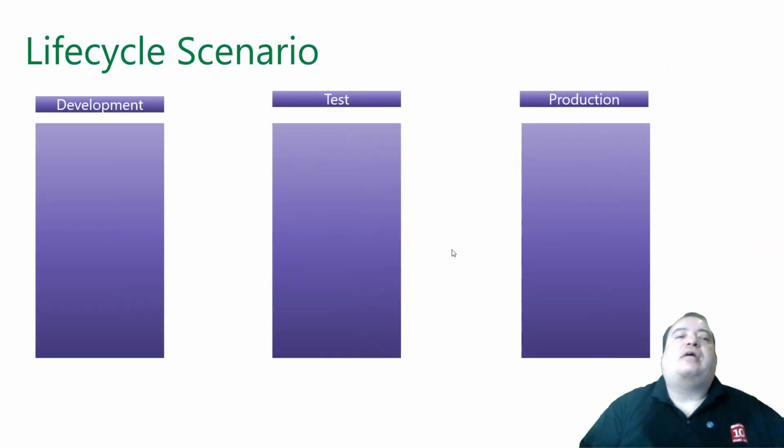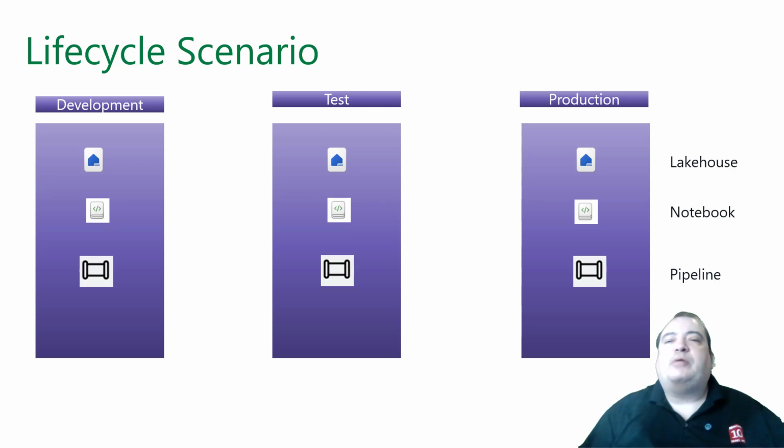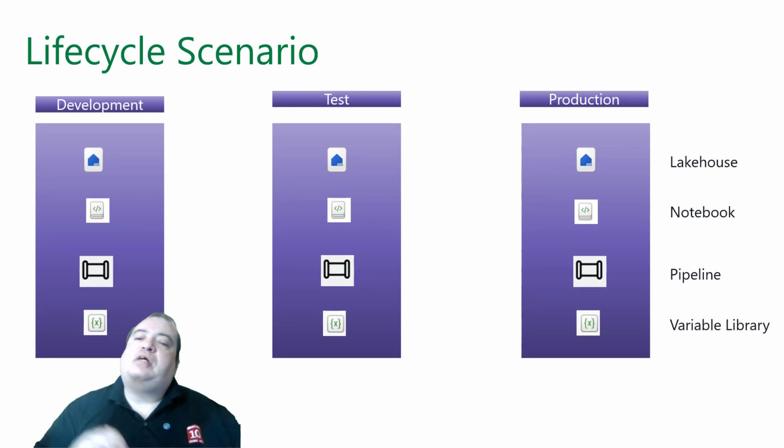Let's imagine we have a lifecycle scenario. I will demonstrate the variable libraries using this scenario. We have a lakehouse, we have a notebook, the notebook makes changes to the lakehouse, and we have a pipeline. The pipeline triggers the notebook and passes a parameter to the notebook, and we will use the variable library. The variable library will need to set the parameter the pipeline will pass to the notebook. That's the purpose of this example.